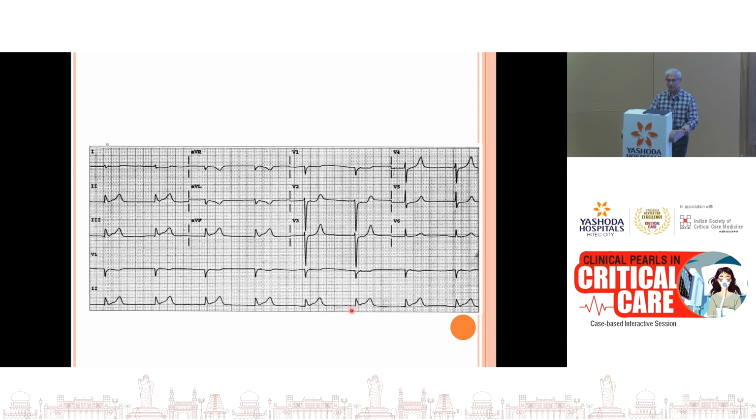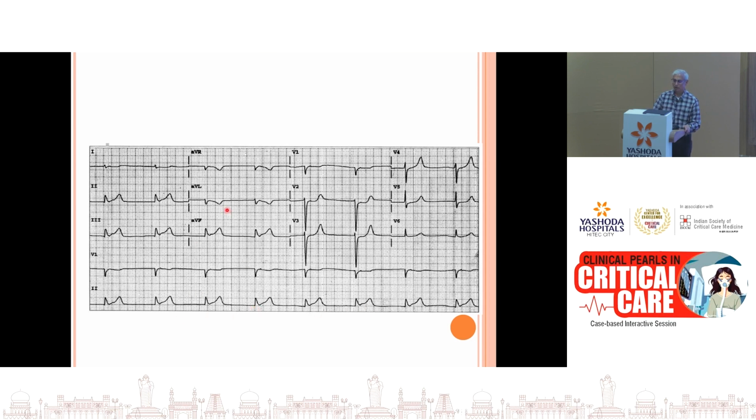This is an example of, again, an inferior wall myocardial infarction. You can see the ST elevation in leads 2, 3, aVF and reciprocal ST depression in aVL. What is important is that there is no P wave preceding a QRS complex. So this is not a normal sinus rhythm. For a normal sinus rhythm, you need a P wave. There is no P wave, so this is a junctional rhythm.